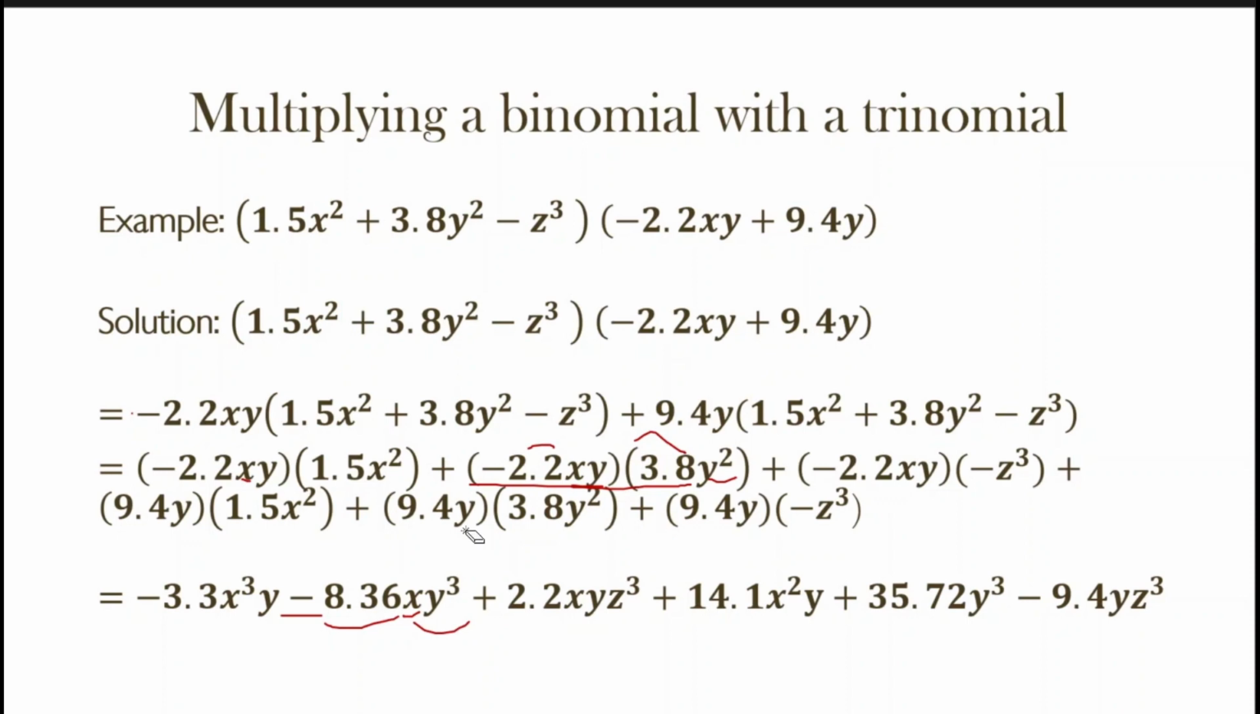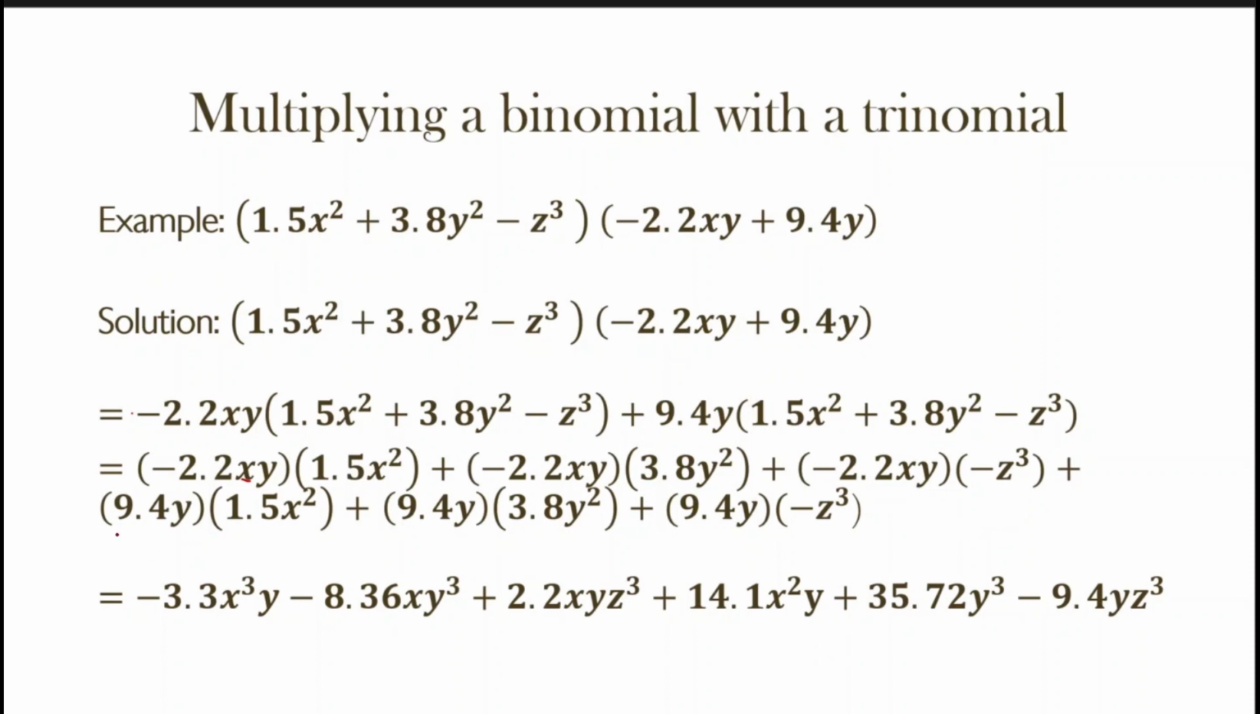Clear? Now multiplying the next one, which is minus 2.2xy and minus z cube. Since minus is present an even number of times, it got cancelled. So we are left with just a positive sign, and 2.2 multiplied with, there is no coefficient of z cube, so we can assume it to be 1. So 2.2 multiplied by 1 is 2.2, and then xy multiplied with z cube is simply xyz cube. Clear? If you have any doubt regarding how to multiply different variables or the same variables, you can always go and watch the previous video, Algebra part 5. I'll provide the link to that video in this video's description box also.